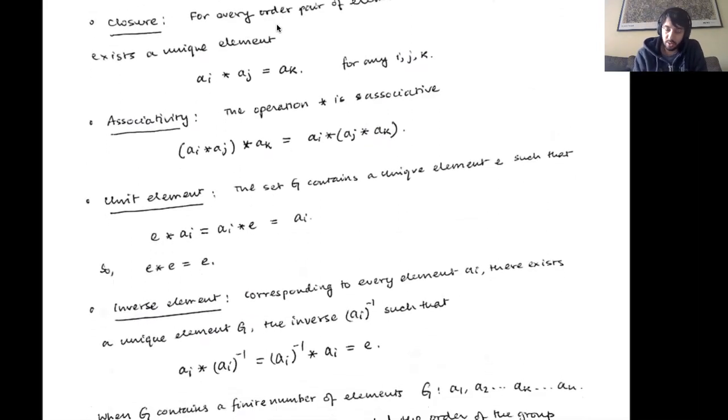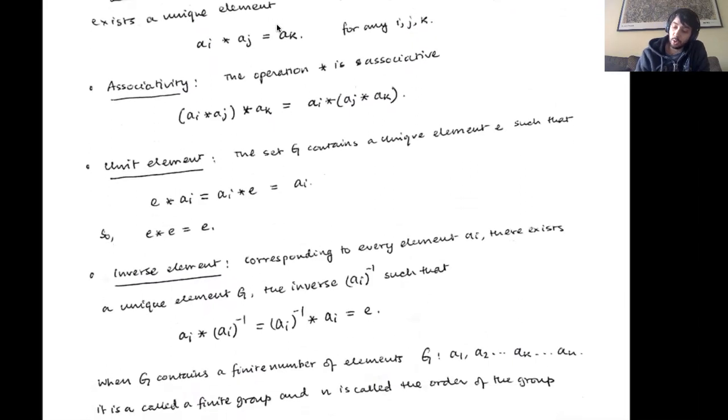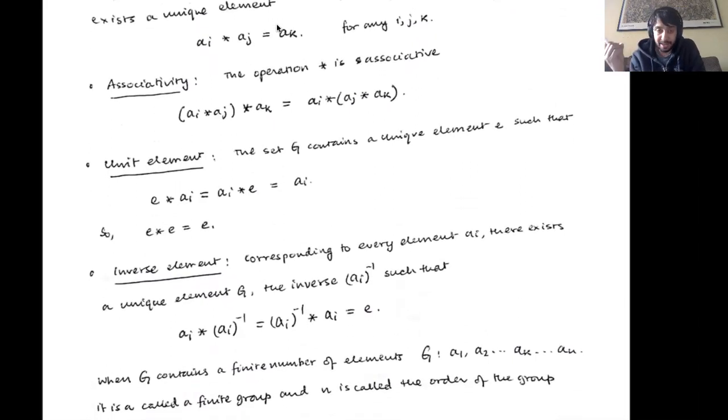Now there has to be the existence of an inverse. What is this? This means that corresponding to every element ai, there would exist a unique element in G, which is its inverse, such that ai star ai inverse, again, is ai inverse star ai, and this gives you back the identity element. Okay.